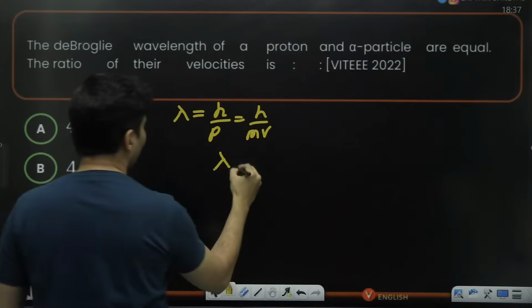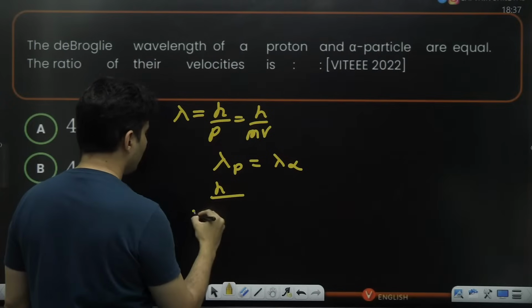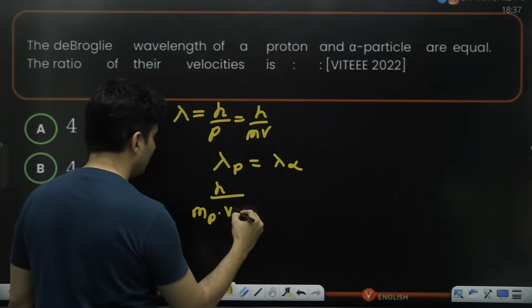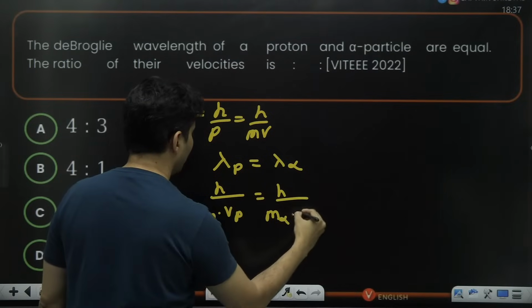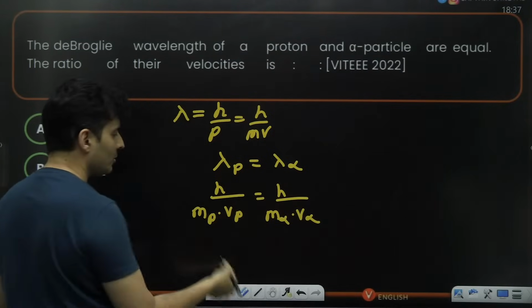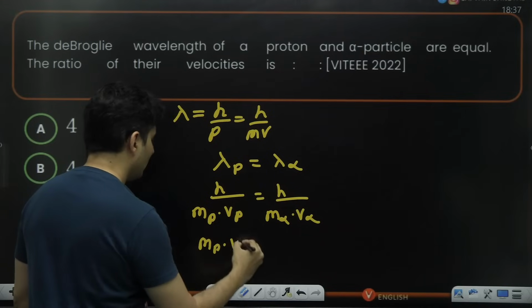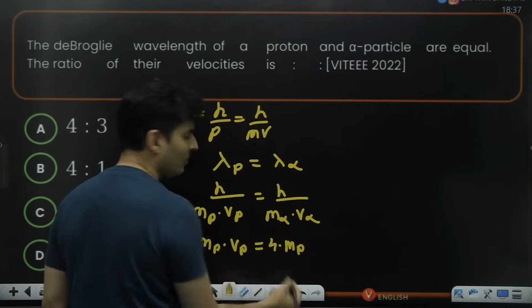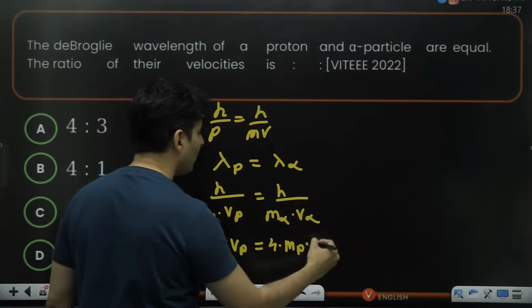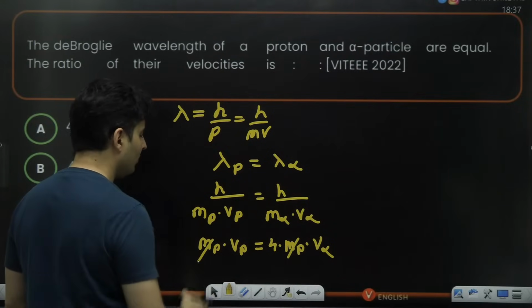So the de Broglie wavelength of proton and alpha are equal. That means h by mass of proton into velocity of proton is h by mass of alpha and velocity of alpha. H cancels. We all know that the mass of an alpha particle is 4 times the mass of a proton, because two protons, two neutrons, and approximately neutron and proton have the same mass. So MP and MP will cancel.